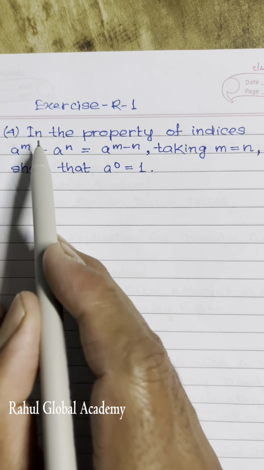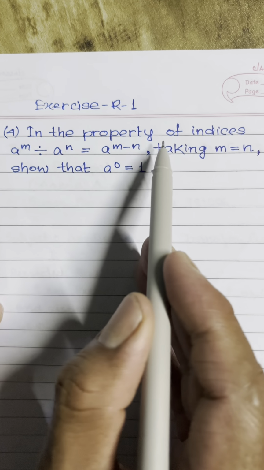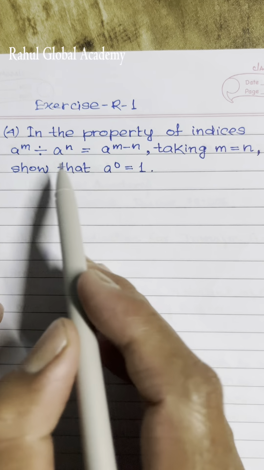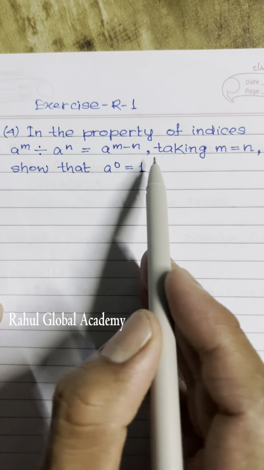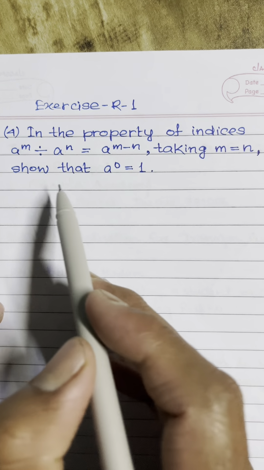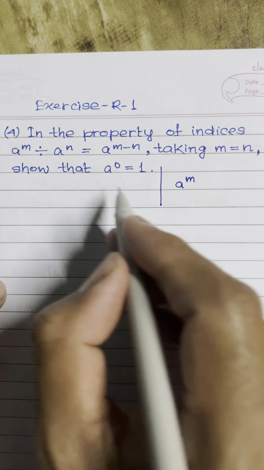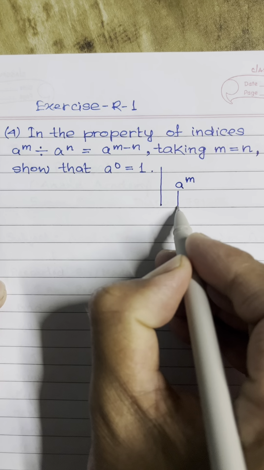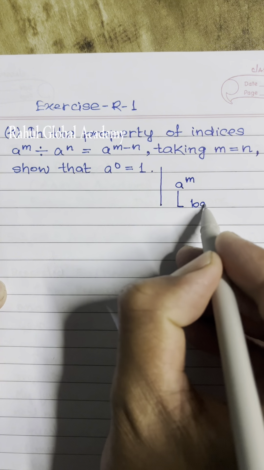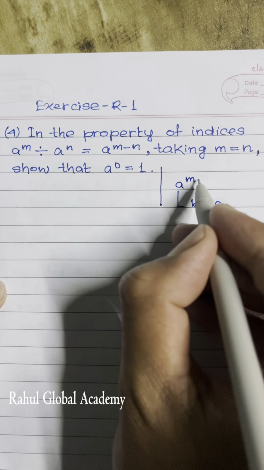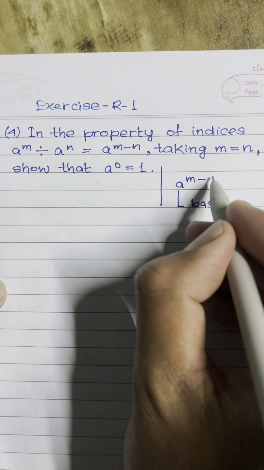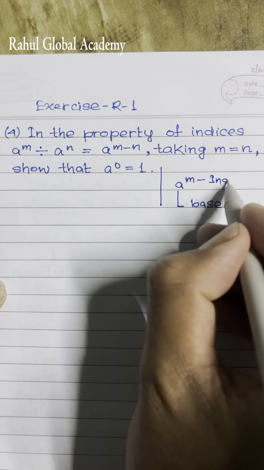In this question you have seen one of the properties of indices, where division is going on between the two expressions sharing the same base. So taking m is equal to n, you have to show that a to the power 0 is equal to 1. First of all, I am taking a term, a to the power m, where a is called its base and m is called its index.